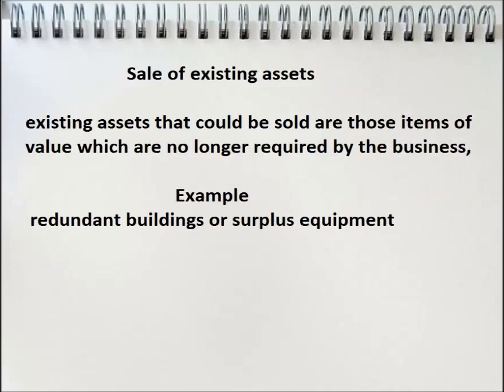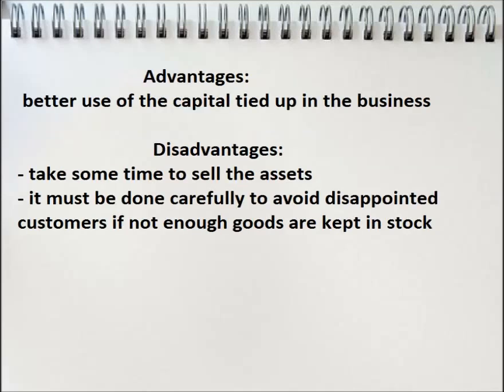Sale of existing assets. Existing assets that could be sold are those items of value which are no longer required by the business, for example redundant buildings or surplus equipment. Advantages: better use of the capital tied up in the business. Disadvantages: it takes some time to sell the assets. It must be done carefully to avoid disappointed customers if not enough goods are kept in stock.